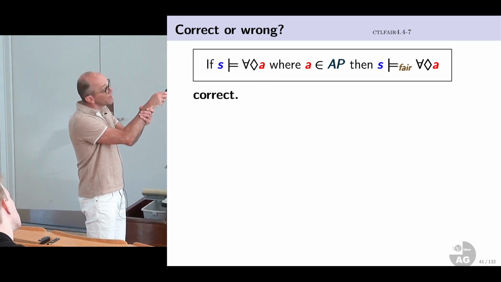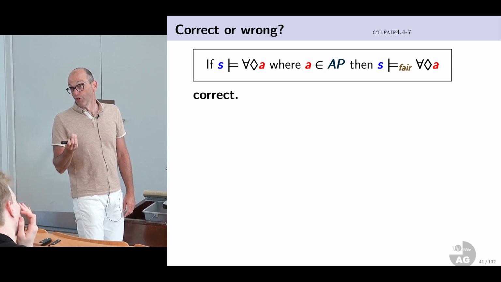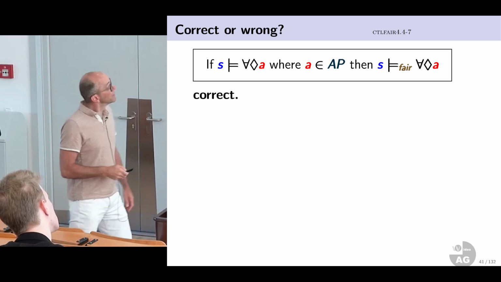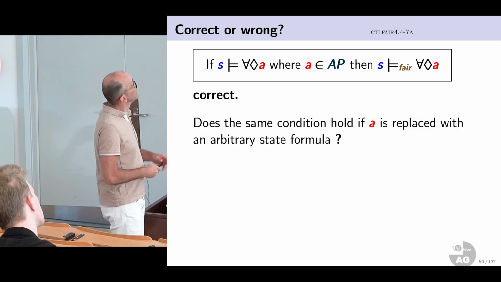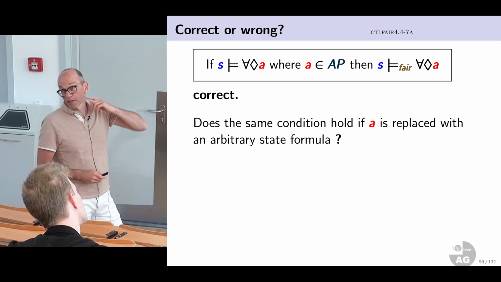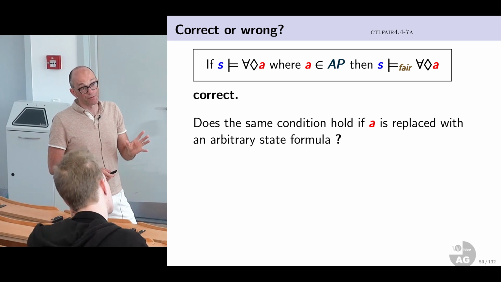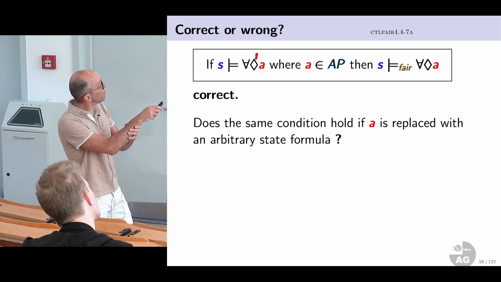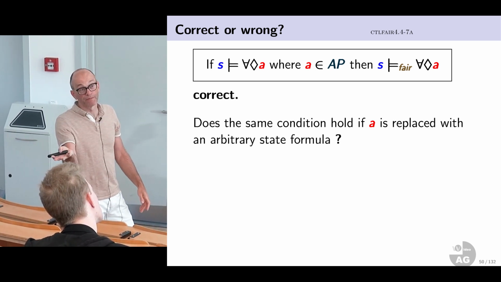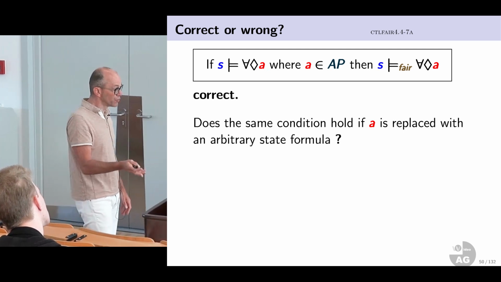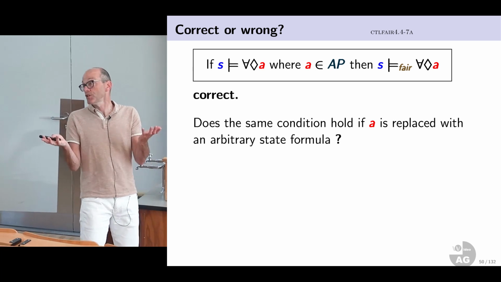But be careful. It is important that A is an atomic proposition. If A is an arbitrary CTL formula, which we allowed, then this is no longer the case. This is hopefully easy. So does the same condition hold if A is replaced by an arbitrary state formula? And this is not the case, because you can have nested path modalities. It can be the case that for all box, here can be an arbitrary formula. For instance, there exists a path, blah, blah, blah. Now, if the fairness assumption rules out this path that satisfies exists, blah, blah, blah, then this is no longer the case.